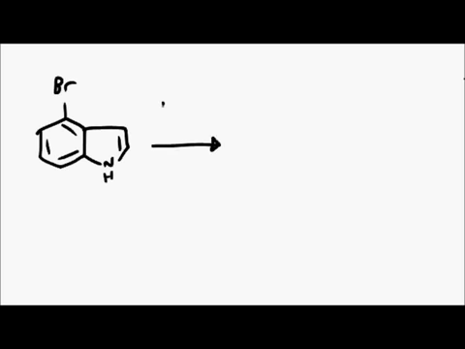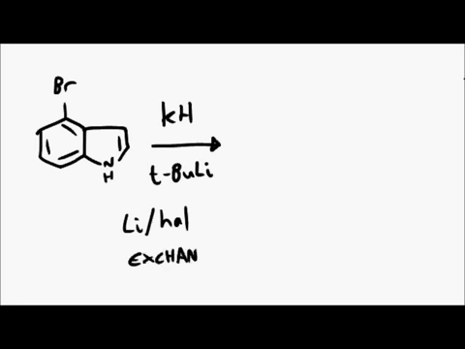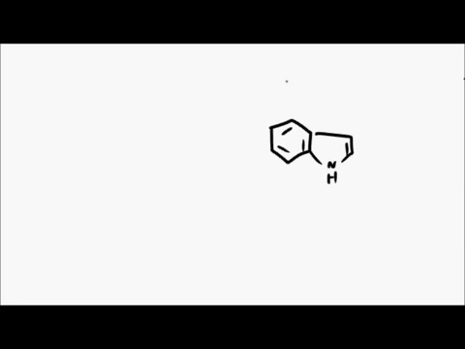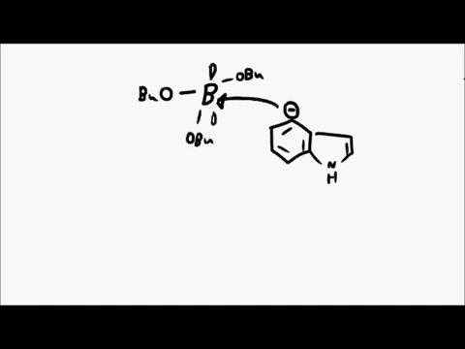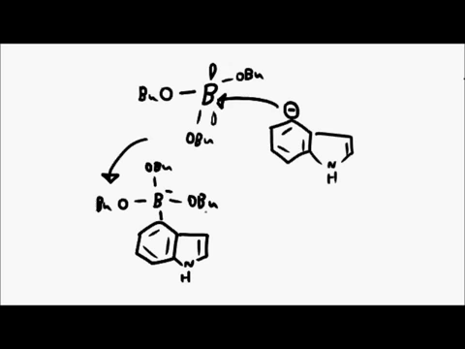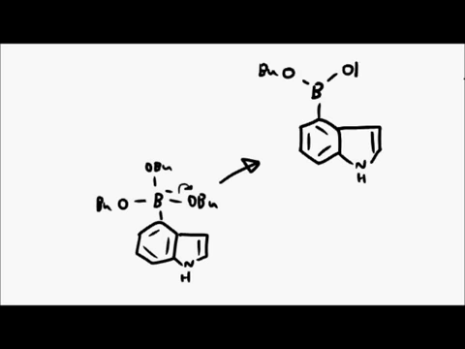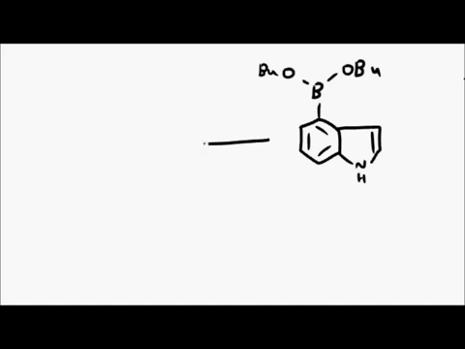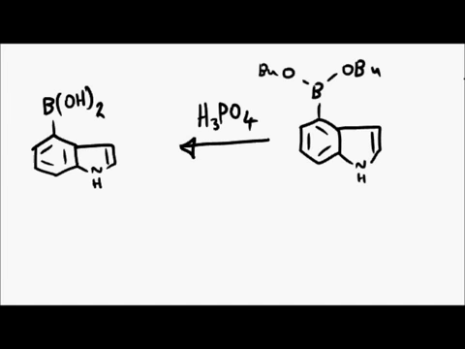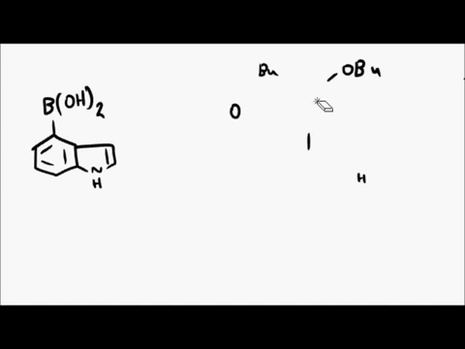The next material was this 6-bromoindole. Potassium hydride and tert-butyl lithium were reacted to form a lithium-halogen exchange. This essentially behaves like an anion and can attack a substituted boron molecule into the empty p orbital. One of the O-butyl groups leaves, and once this more stable carbon-boron bond has been formed, the whole thing can be hydrolyzed with phosphoric acid to give this substituted boron.